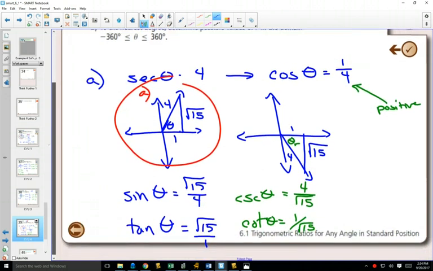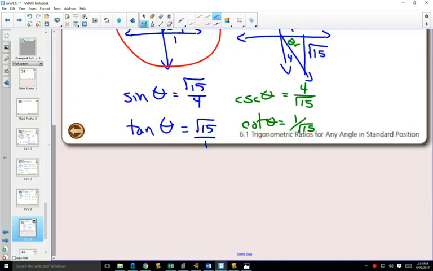So we've written the other trig ratios. Now, in part B, it says, let's find theta. Again, this is a grade 10, grade 11 trig question. How do you find theta? We knew that cos of theta was 1/4, right? How would you find theta? You'd use your inverse cosine.